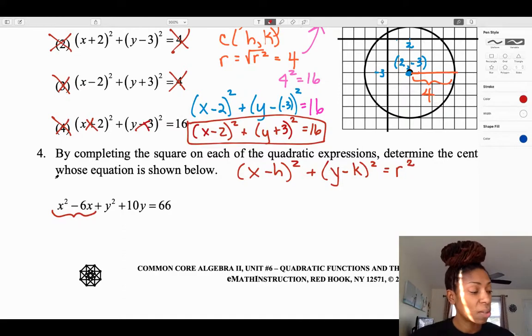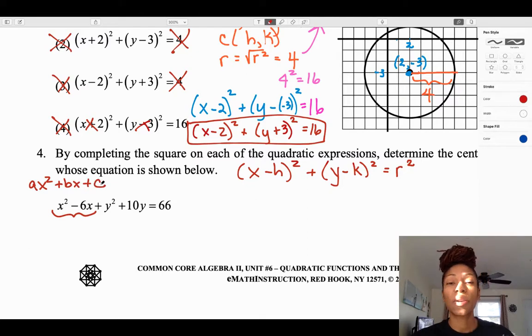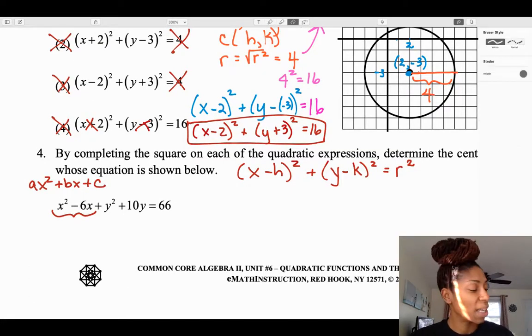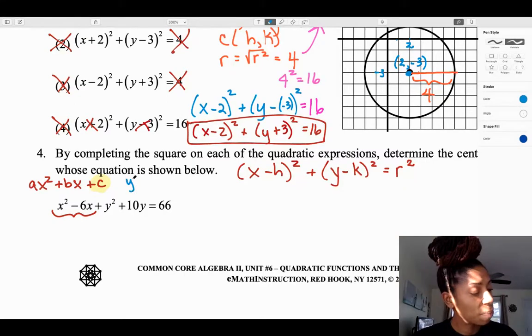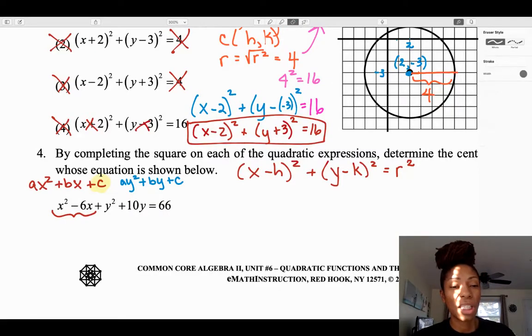Now a trinomial is ax squared plus bx plus c. We don't have a c term. So that's what we're going to get. We're going to determine the c term that will make this a perfect square trinomial. And then we'll determine the c term for the y, which will make it a perfect square trinomial. ay squared plus by plus c. So we're going to get the c term for each of these pieces.